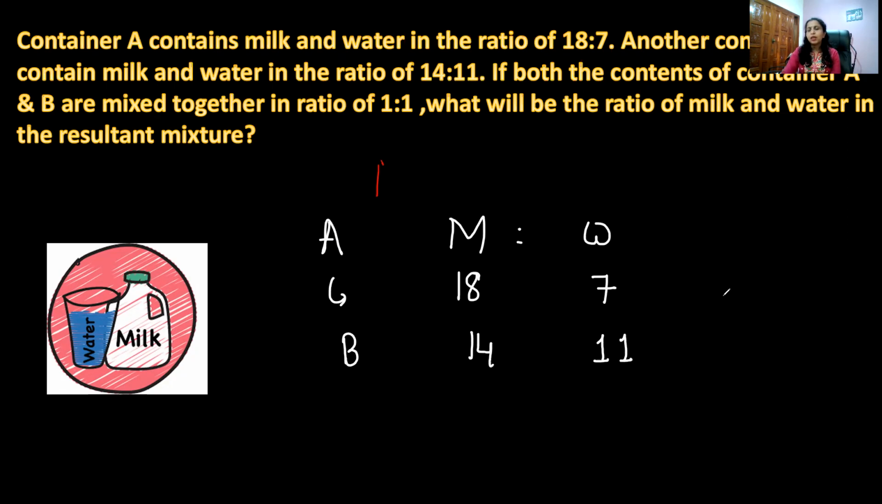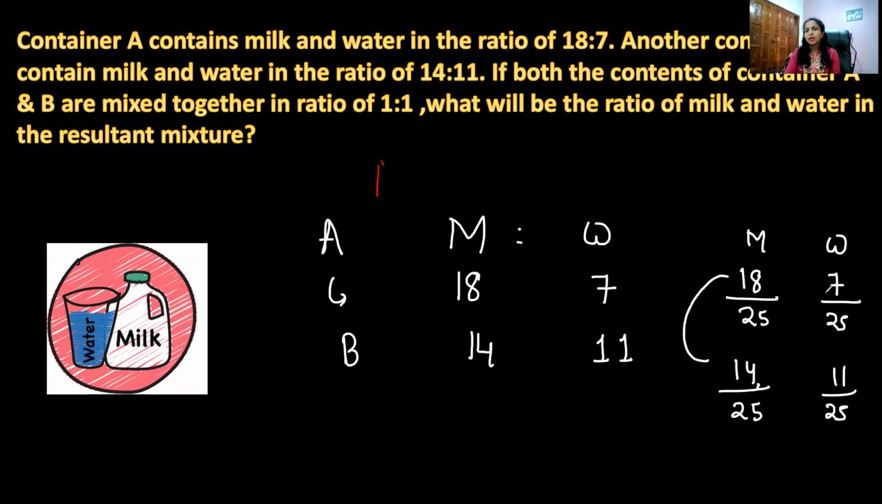So the first step, if you have to show the method in your school exams, is to add 18 plus 7. So A will have this much milk and this much water, and B will be 14/25 milk and 11/25 water. And then you have to add the milk parts and divide by the water content, right? That is the actual method.